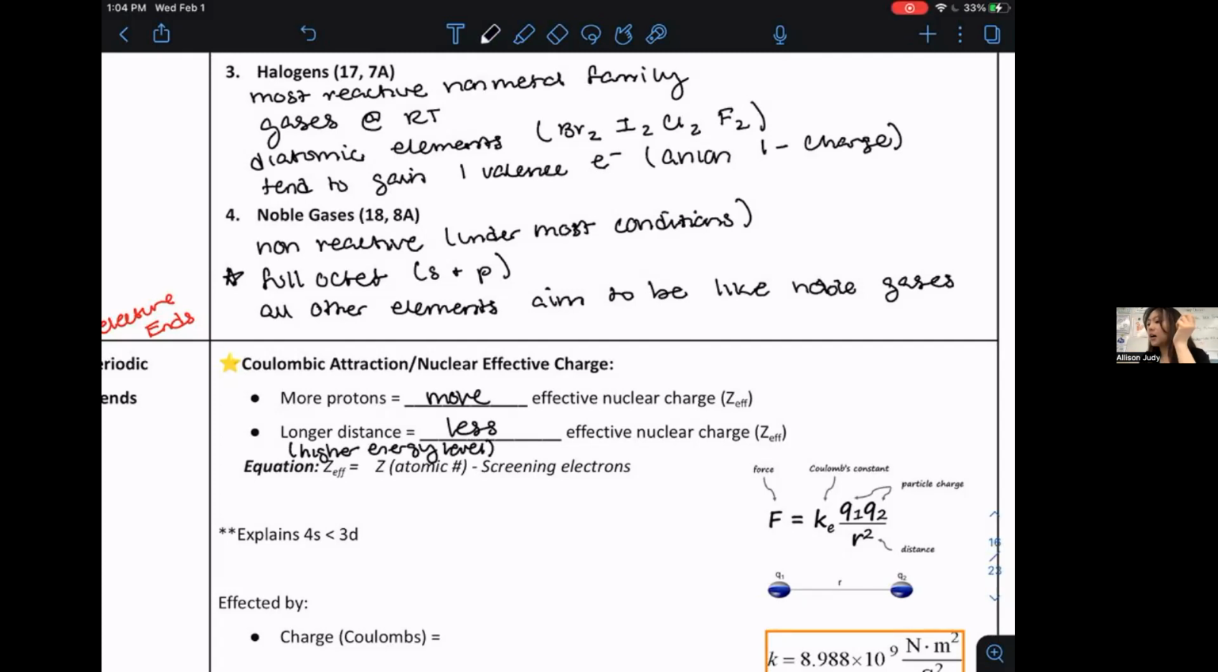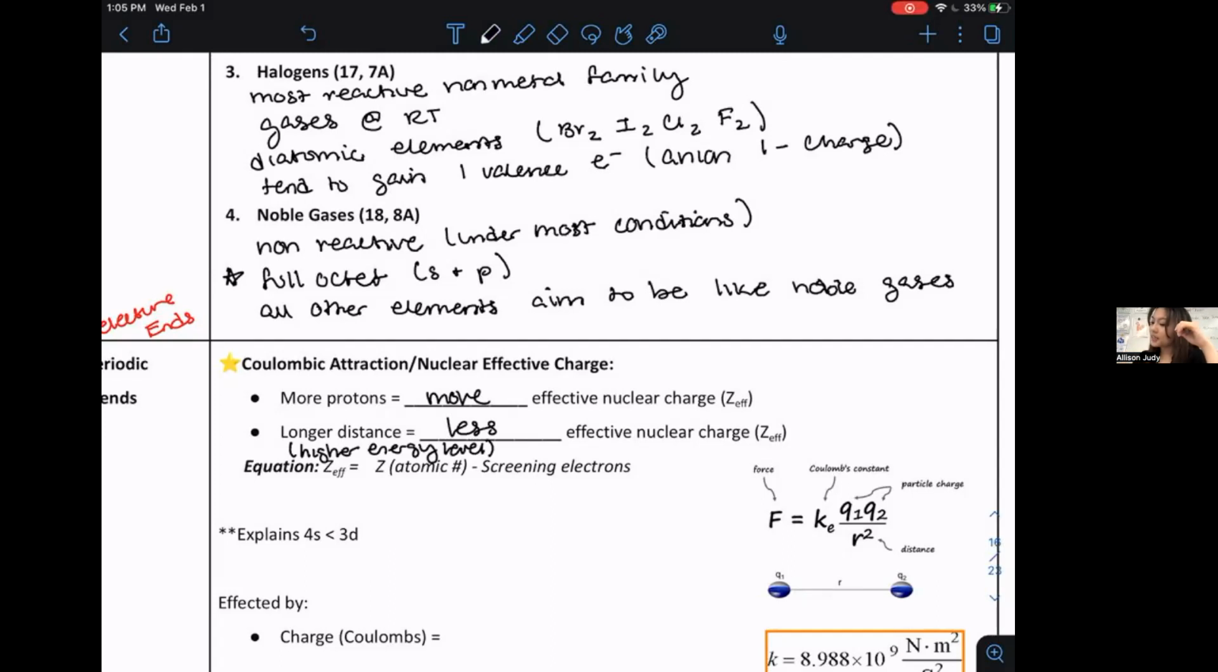Okay. So the equation for effective nuclear charge versus Z, remember Z is atomic number, which is proton charge, Z effective, is Z, atomic number, proton number, minus your screening electrons, the electrons that block whatever series of electrons you're looking at. So if you're looking at the valence electrons, all those core electrons would be considered screening electrons. They block the other electrons from experiencing the positive attractive pull.